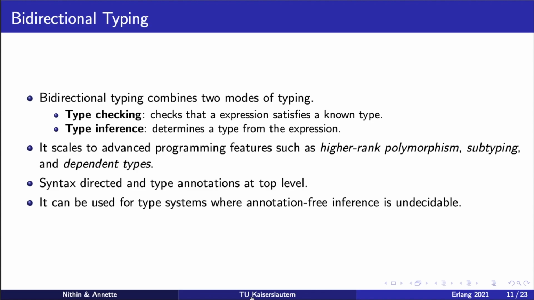And this bidirectional typing can support advanced programming features such as higher rank polymorphism, subtyping, and dependent types. So it is syntax directed, and we only need type annotations at the top level. We don't have to add type annotations for each variable. We just need to give the type annotation for top level functions. So it's very helpful, and we can use this for type systems where inference is undecidable, for example, higher rank polymorphism.